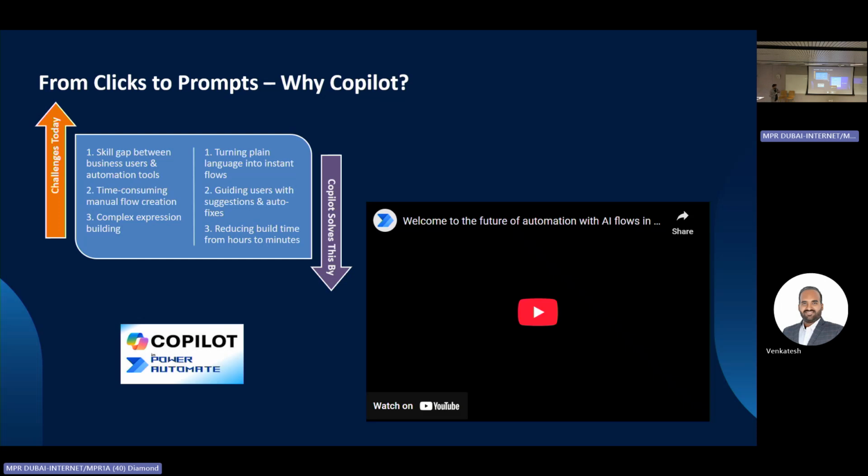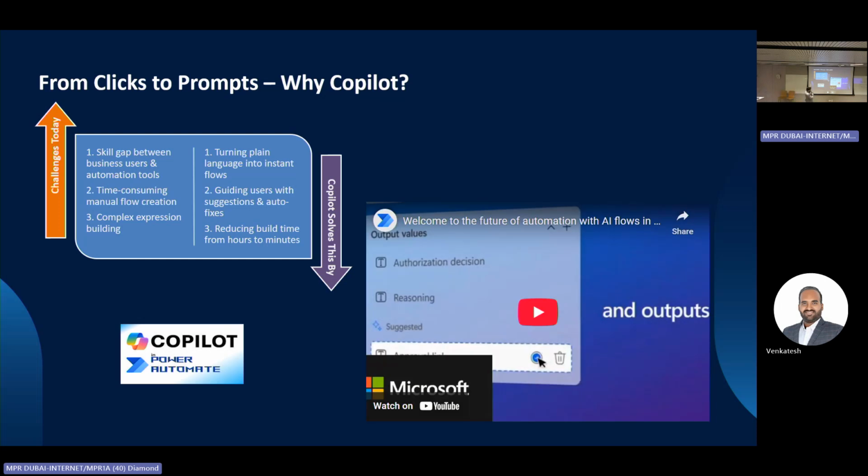So why Copilot? As I explained, even though we had low code, the challenge was that business people still needed to understand the actions in those low-code tools. It takes significant time, and in today's world we don't have time to build automations. Also, even with low code, we need to build complex expressions, which everyone needs to be aware of. All of this has drastically changed and been solved by Copilot, because Copilot understands your natural language, guides users with suggestions, and reduces build time from hours to minutes.